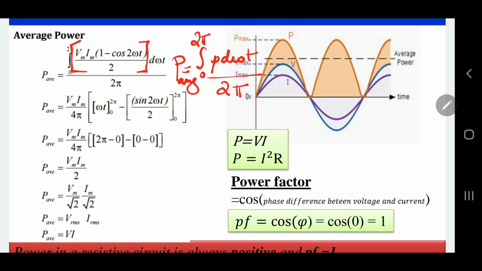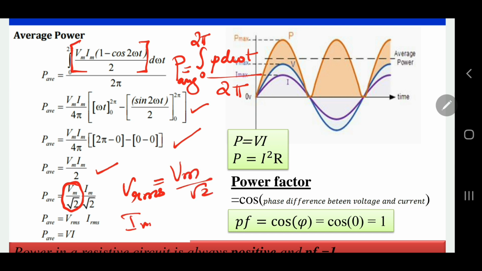Then P average you will be obtaining like this. Then substituting the limits, you will get the equation like this, and at last you will reach the equation Vm Im by 2. Now we are going to make it a little different. We are going to write this as Vm by root 2 and Im by root 2. We have already studied that for a pure sinusoidal waveform, the RMS value of voltage, Vrms, is equal to Vm by root 2. Similarly, Irms is equal to Im by root 2. So by substituting these two, we get P average equal to Vrms into Irms. Or we can just write V into I, but we have to keep in mind that this voltage and current are both RMS values.